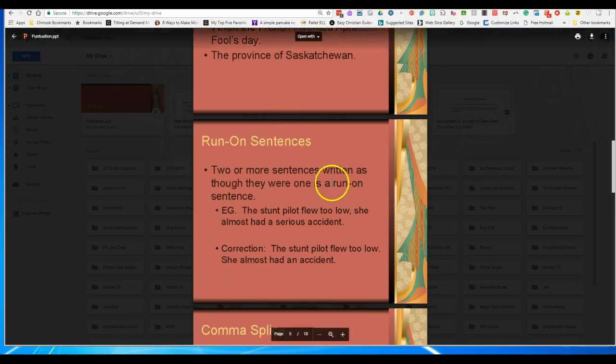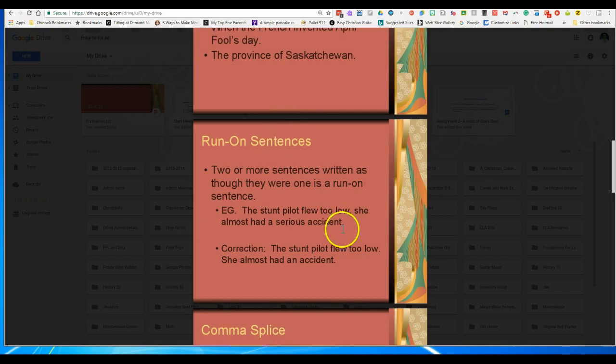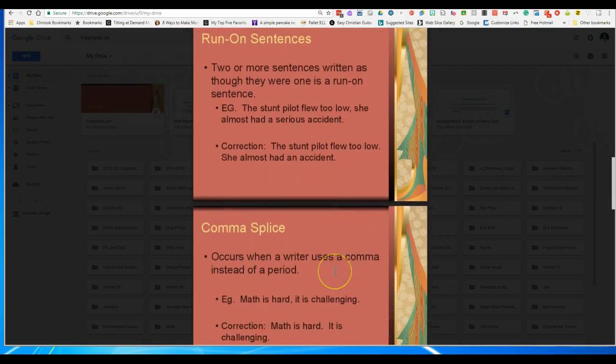Take a look at this example. The stunt pilot flew too low. She almost had a serious accident. Not really that long, but there's two sentences here. The stunt pilot flew too low, period, she almost had a serious accident. Now, a lot of times we write long sentences because we want to sound more sophisticated or intelligent. And sometimes the rule should be, when in doubt, write shorter sentences that are complete sentences, and your writing will flow better and be more articulate.